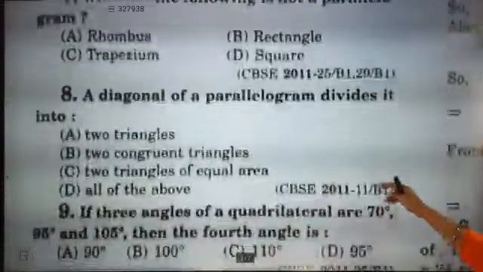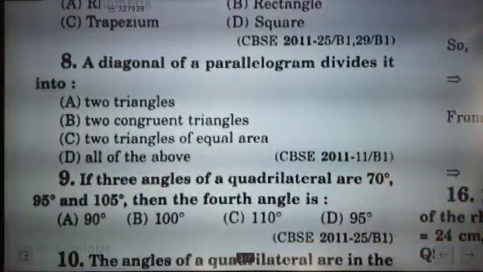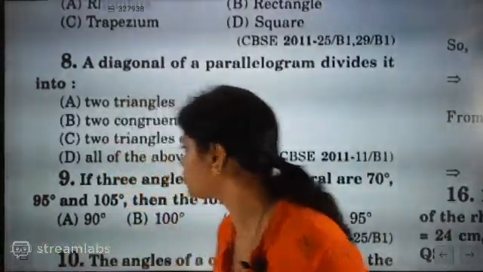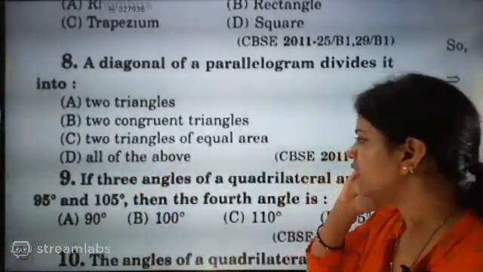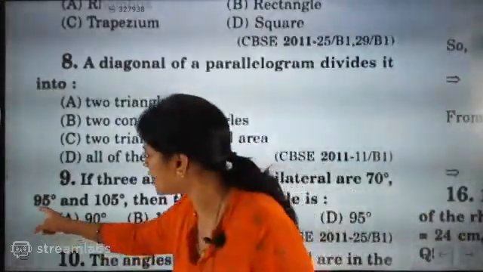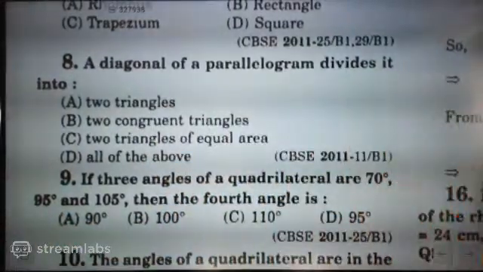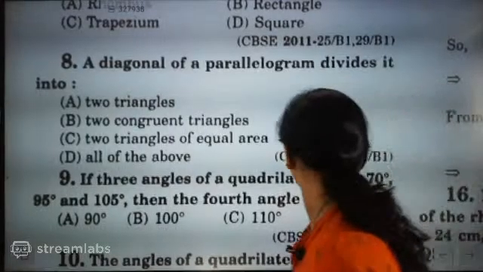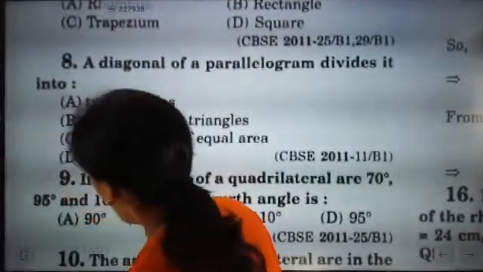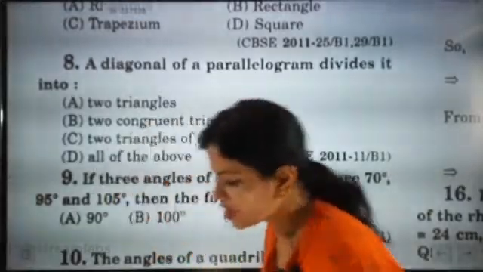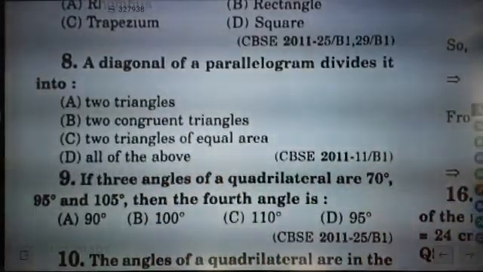Okay. If three angles of a quadrilateral are 70 degrees, 95, and 105 degrees, then the fourth angle is what? Can you check this one out? The number is totally blurry for me. It is looking like 85 to me. It is written 95. Okay, Kanishka. Now tell the answer for this one, beta.